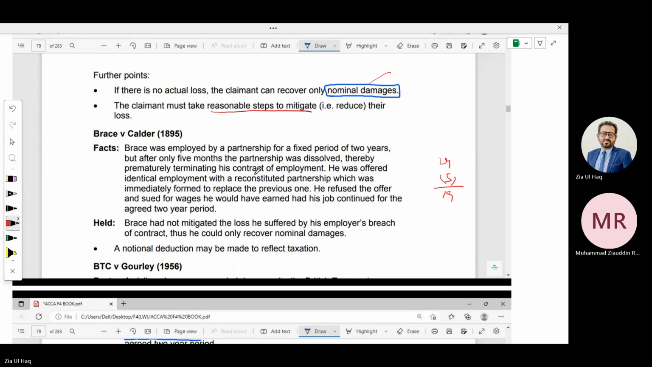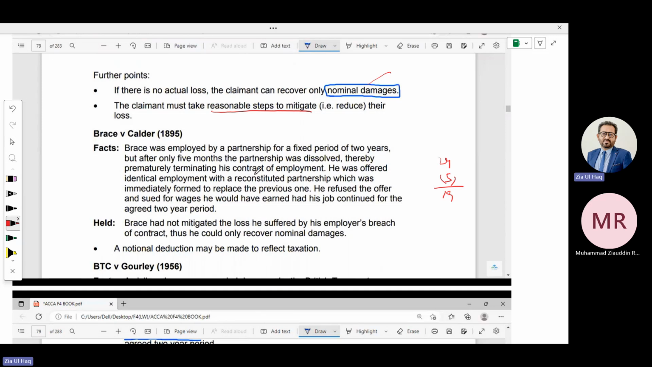Though he lost due to unemployment, he was having a chance to get employment in the new partnership that was given to him, but he refused by himself. So now he cannot claim damages for the remaining 19 months of lost income, because he must take reasonable steps to mitigate, and there was a chance given to him, but he refused. So he refused the offer and sued for wages he would have earned had his job continued for the agreed 2 year period.